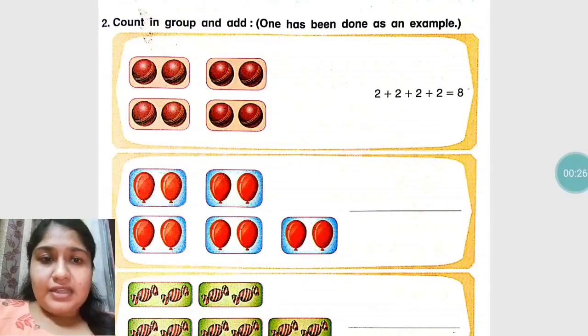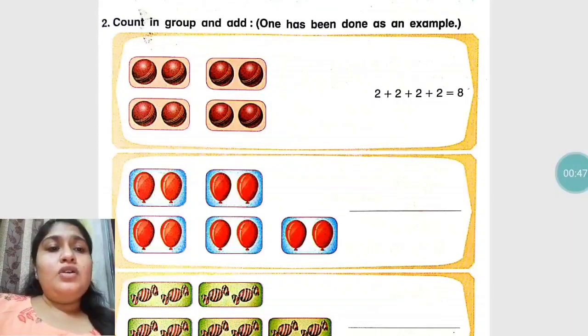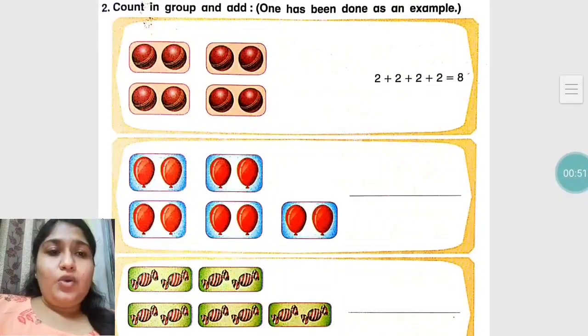How many boxes are there? 4. And in that, how many balls are there? 2 balls are there. So students, when you add this 2 4 times, the answer is 8. As you can see, 2 plus 2 plus 2 plus 2 is equals to 8. So in this way students, we have to count in groups the other objects given in this question.